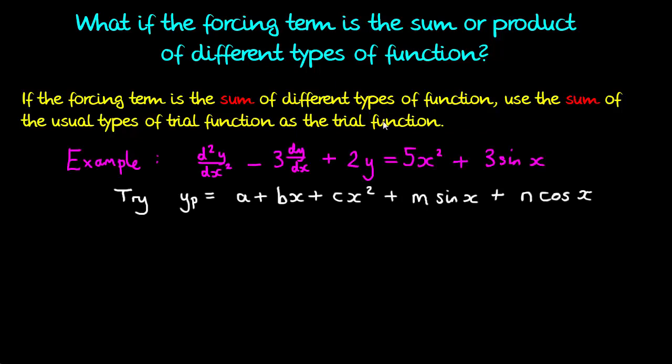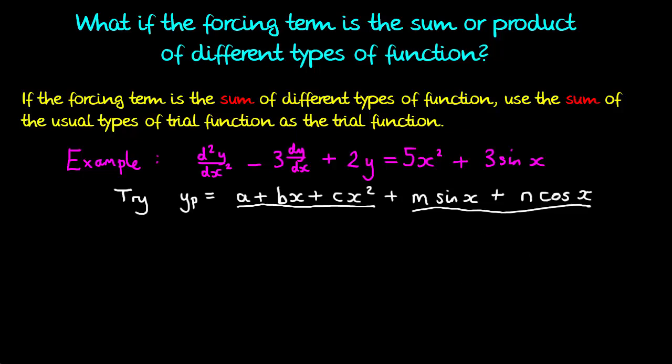So in this case we've got a forcing term that is the sum of a couple of functions. The first one is a polynomial of degree 2, so 5x squared. Second one is a sine term. So if we just had the 5x squared, we'd use something like a + bx + cx squared. Whereas if we just had the 3 sine x as our forcing term, we'd have some constant, I've called it m because we've already used a, b and c, multiplied by sine x plus some constant multiplied by cos x. Okay, so we've just added the two trial functions together when we've got the sum of two different types of function as our forcing term.